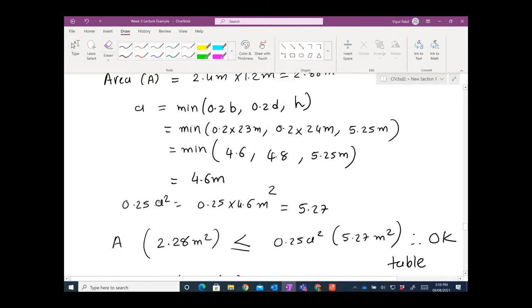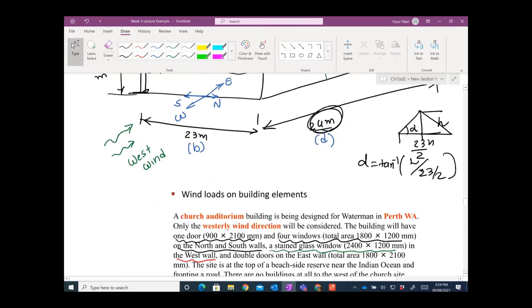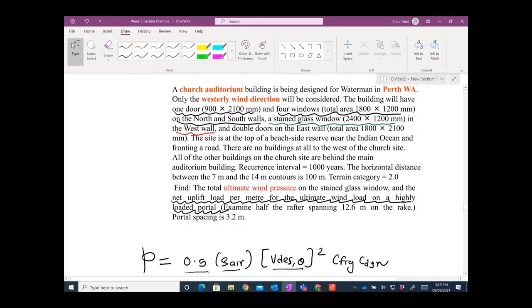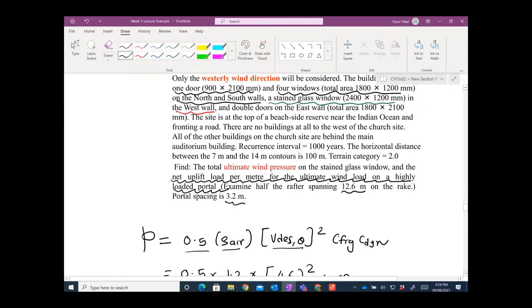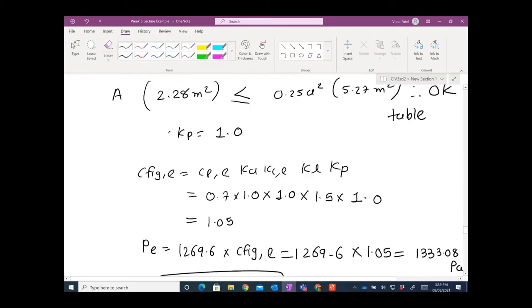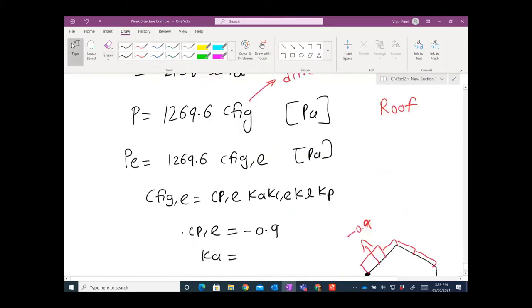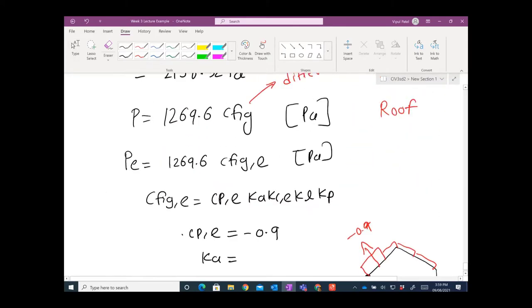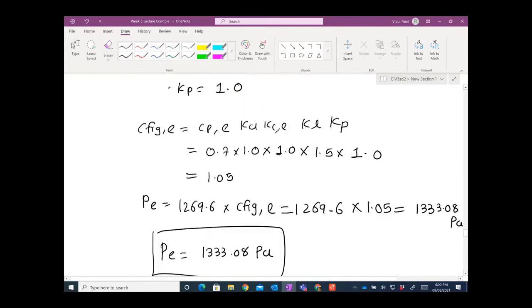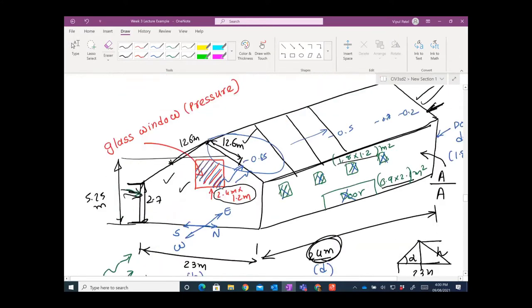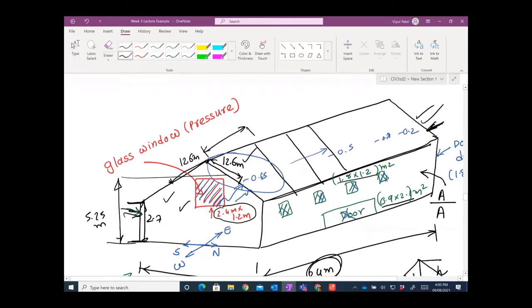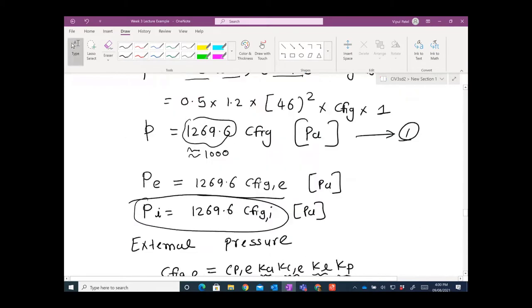If you look at that half rafter story that I explained to you, you have 12.6 as the half rafter length, and 3.2 is coming from the spacing of the rafters. So what is the spacing of the rafters? Where are the pictures? 3.2 is equal to this distance. So from here to here, this spacing is 3.2 meters, the rafters, okay? The portal frames that you have on that one.